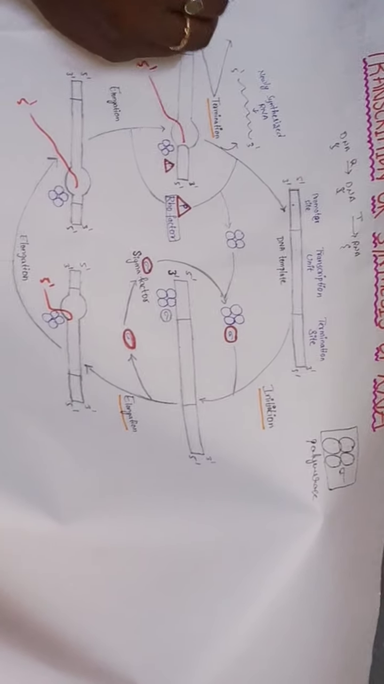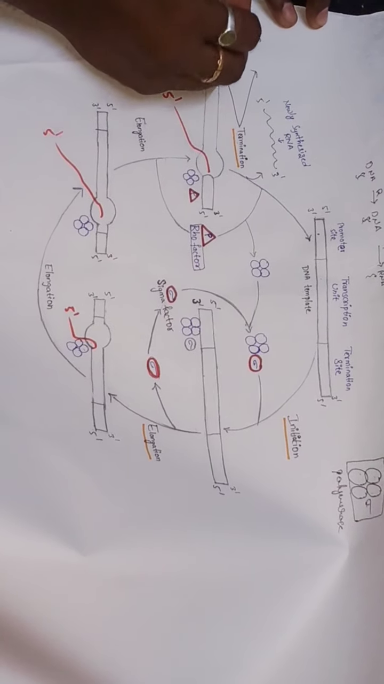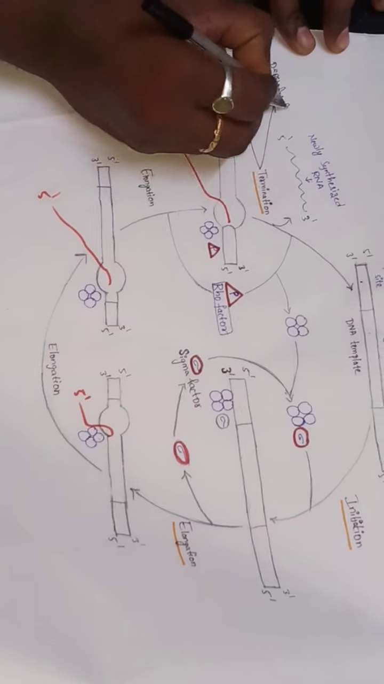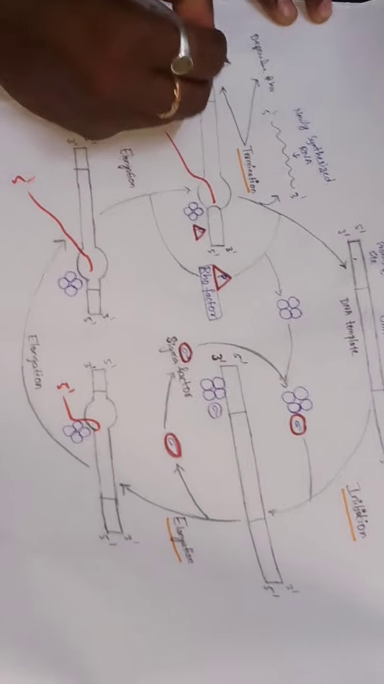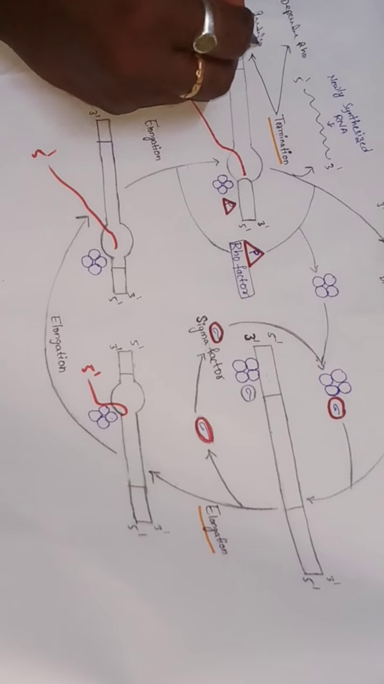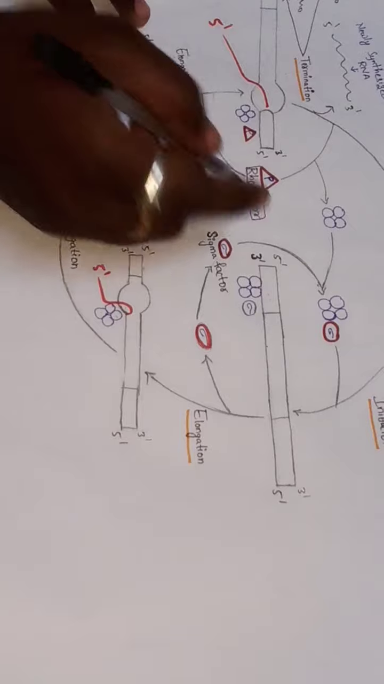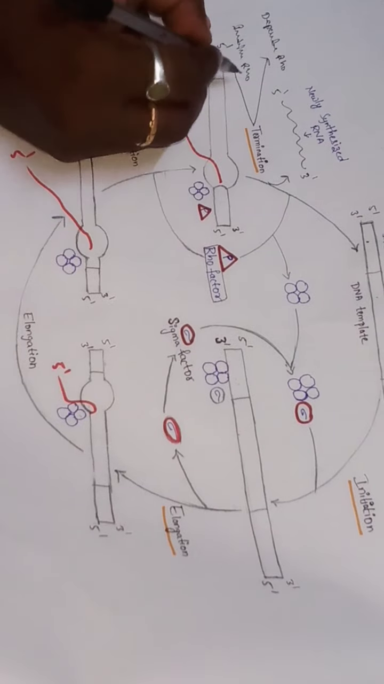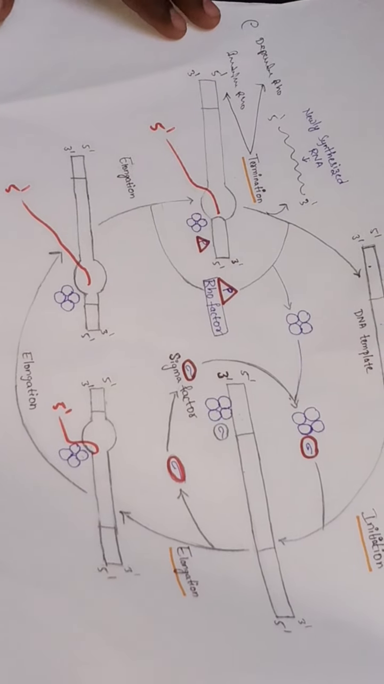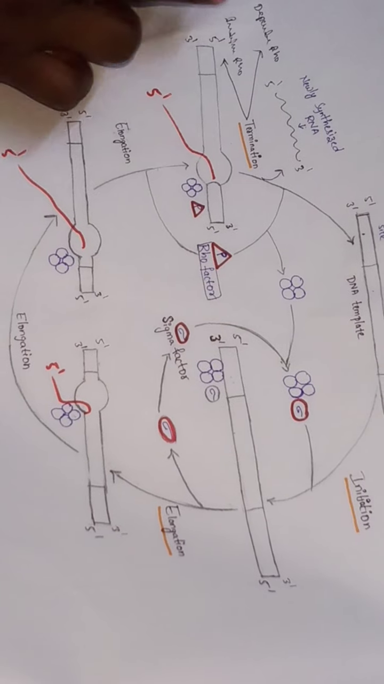What is that? One is the dependent rho factor. The second one is the independent rho factor. Dependent rho factor and independent rho factor. This symbol is known as the rho factor symbol.